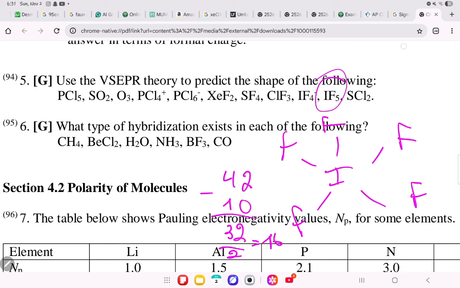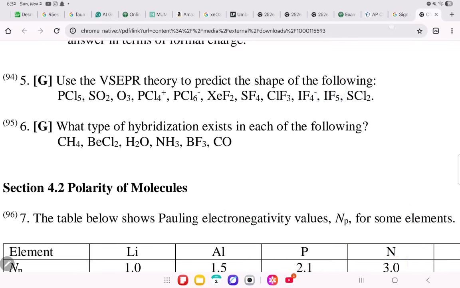So it's going to be 1, 2, 3, 4, 5, 6, 7, 8, 9, 10, 11, 12, 13, 14, 15, and 16. So what is this shape? This shape is AX5E, and this shape is called square pyramidal. And yeah, pretty much that's it for question number 5.